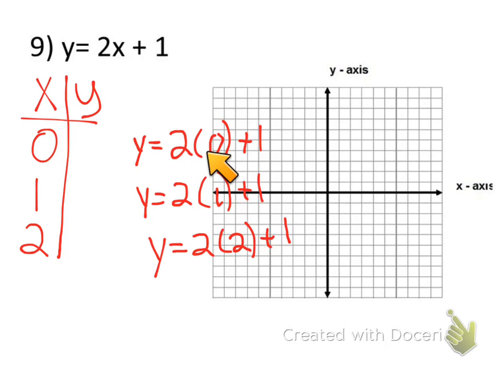What's 2 times 0? Plus 1? 1. What is 2 times 1? Plus 1? 2 plus 1? Oh my, 3. Thank you. What is 2 times 2? What's 4 plus 1? 5. Colin, what are these going up by each time? What's the number in front of the x?